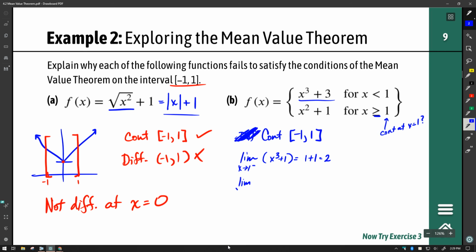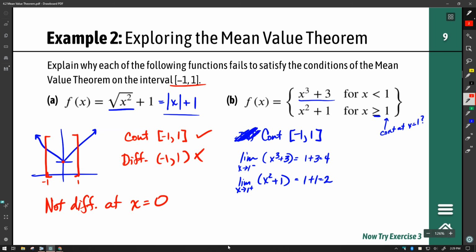Then the limit as x approaches 1 from the right is using the rule x squared plus 1. Oh, excuse me, I messed up in the first part, so I need to go back with my eraser. This is not x cubed plus 1, it's actually x cubed plus 3, so we need to change that around. So x cubed plus 3, that's 1 plus 3, that's actually 4. Now, the limit as x approaches 1 from the right, we've got x squared plus 1, so there's our 1 plus 1, and that equals 2.